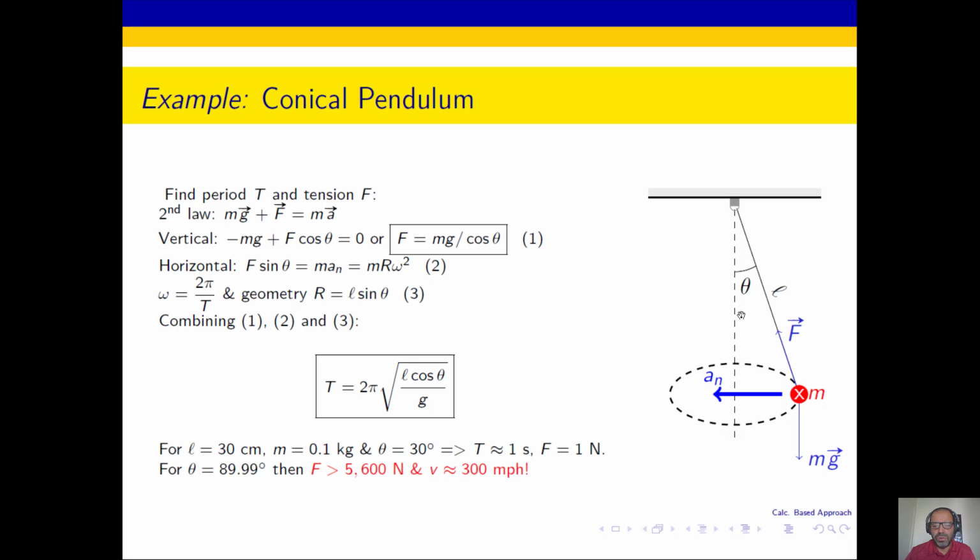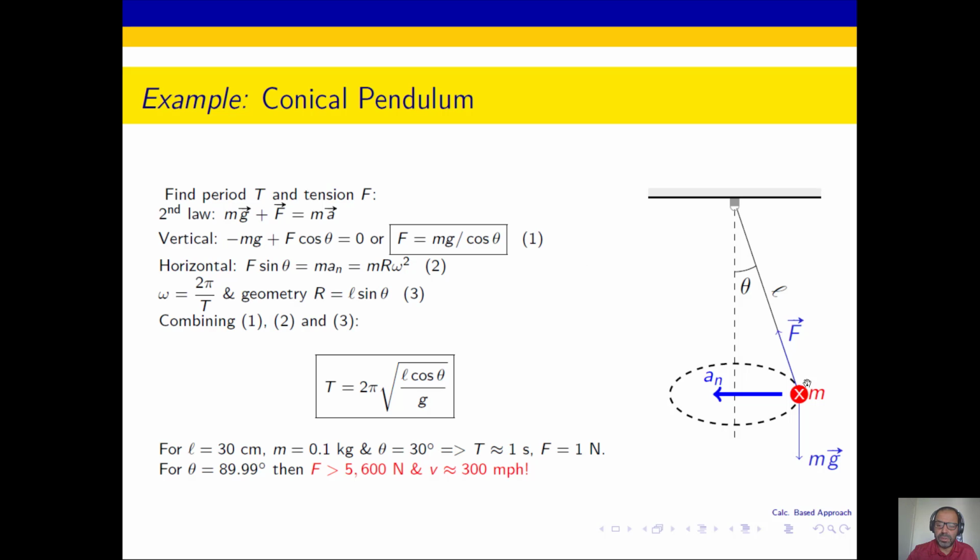Furthermore, I need to know the tension, because is my string going to support that force or not? All I have to do is, there are two forces in here, the gravity and also the tension in the string. All I have to do is add these two forces and enforce them from my vantage point to be equal to the mass times acceleration. And there are two directions of interest. There is the vertical direction, which gives me the force in the chord itself, the tension in the chord, which is mg over cosine theta.